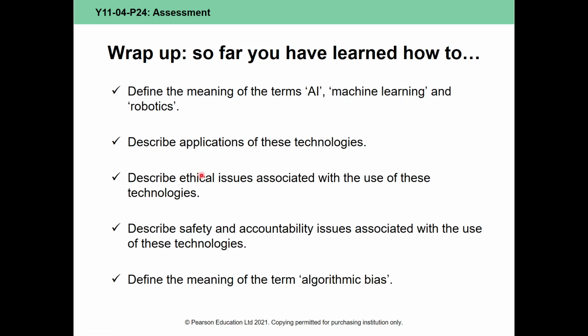Remember, ethical means, is it good or bad for society? Legal means, is it illegal or is it okay? We're going to look at how these things can affect safety and who's to blame when things go wrong. And we've talked quite a lot in depth about algorithmic bias.